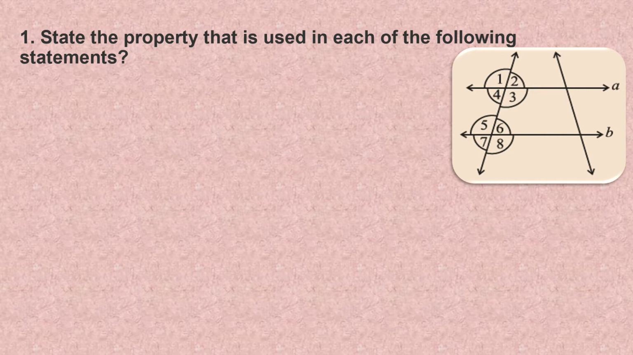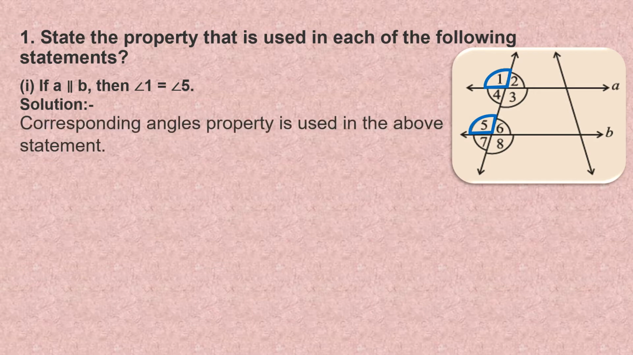State the property that is used in each of the following statements. First question, if A is parallel to B, then angle 1 equals angle 5. We know that if two lines are parallel and cut by a transversal, then the corresponding angles are equal. Angle 1 and angle 5 are corresponding angles, so A is parallel to B.